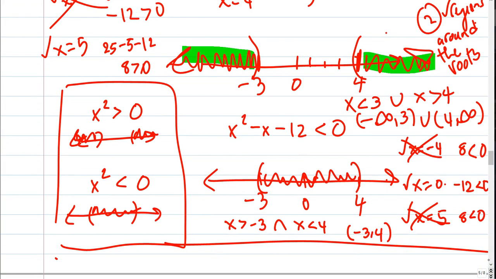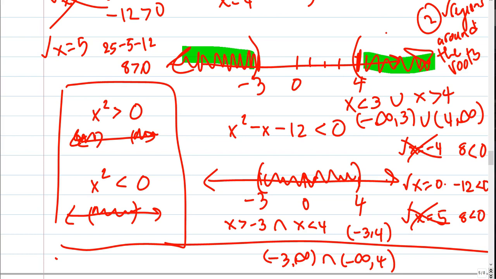If you want to write that as two separate statements, you can. You could put -3 to infinity and -infinity to 4. As long as the and is there, those two say the same things.